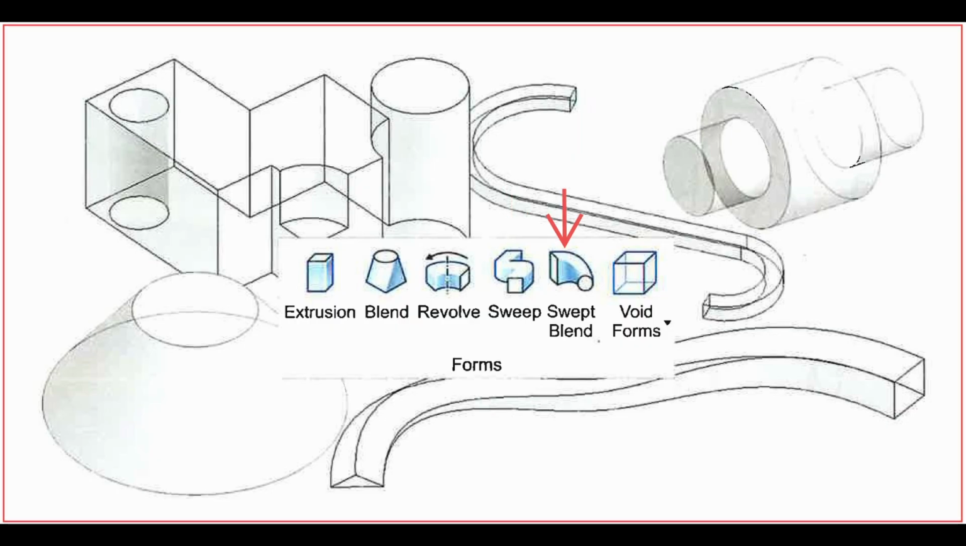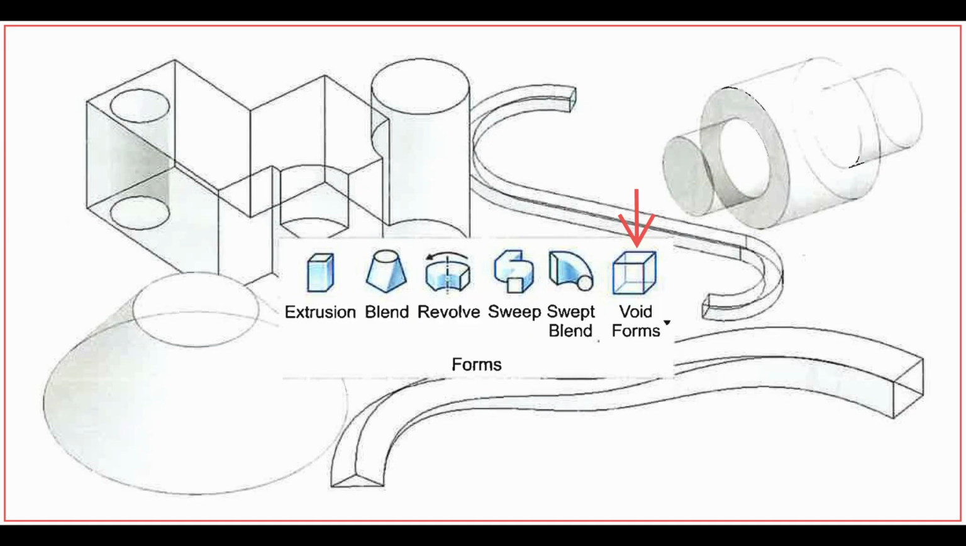5. Swept blend. Swept blend combines the ideas of a sweep and a blend, taking 2 different profiles and connecting them along a defined path. This allows you to create highly adaptive, flowing shapes. 6. Void forms. Every form we create can also exist in reverse, as a void. Voids cut into solids, creating holes, recesses, notches, channels, and penetrations.